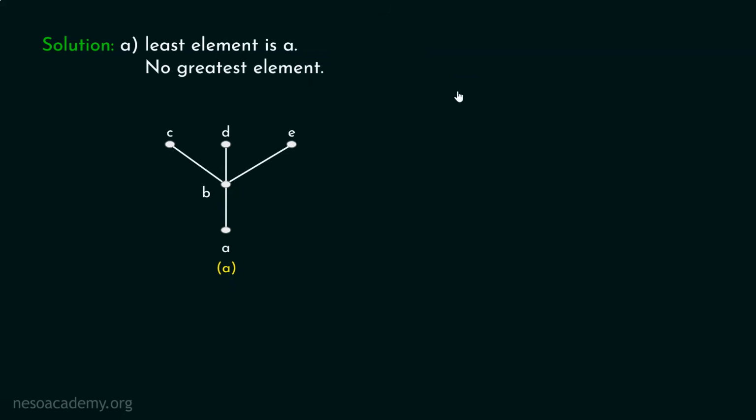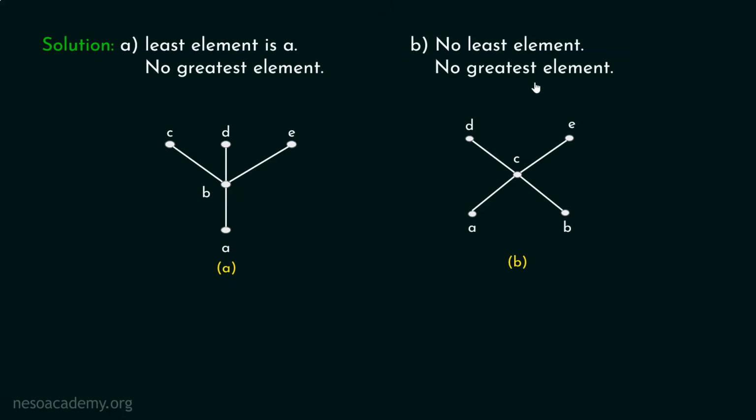Okay. Now let's consider figure B. In figure B, you can see that there is no least element and no greatest element, right? Because here if we consider A as the least element, then this element must be related to every other element, but A is not related to B, right? Similarly, B is also not the least element. Also, D is not the greatest element because E is not related to D. And E is also not the greatest element because D is not related to E. So it is clear that there is no least element and no greatest element in this figure, right?